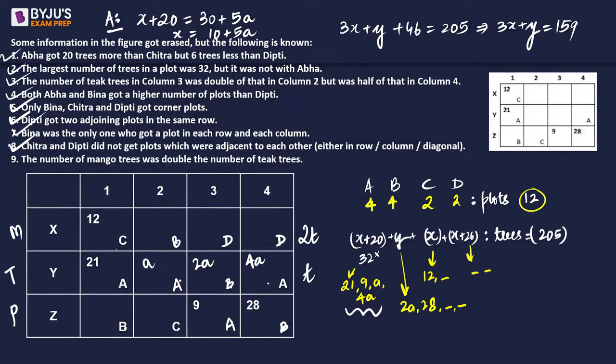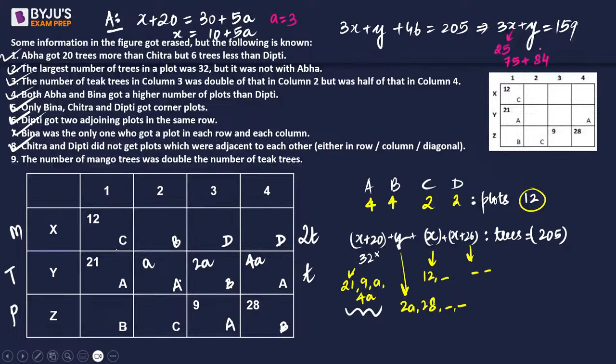Can we take a as 1? No. Remember, the number of trees is always in the table of 3 or 4. So I'm going to take here a का minimum value जो हम ले सकते हैं वो 3 ले सकते हैं. The moment a is 3, x is 10 plus 15, 25. So if x is going to be 25, we will have 75 plus 9, which is 84. So y is going to be 84. Right? तो हमारे पास एक possibility ये बनता है.